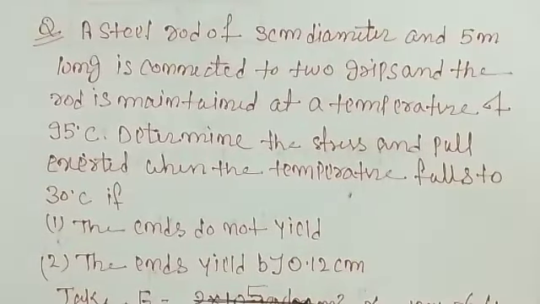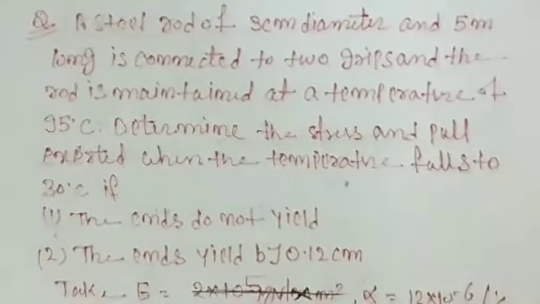So you have one steel rod whose diameter is 3 centimeter, length is 5 meter, and this is connected to 2 grips, right? The rod is maintained at a temperature of 95 degrees centigrade. We have to find the stress and pull exerted when the temperature falls to 30 degrees centigrade, right? So the temperature changes from 95 to 30 degrees centigrade.